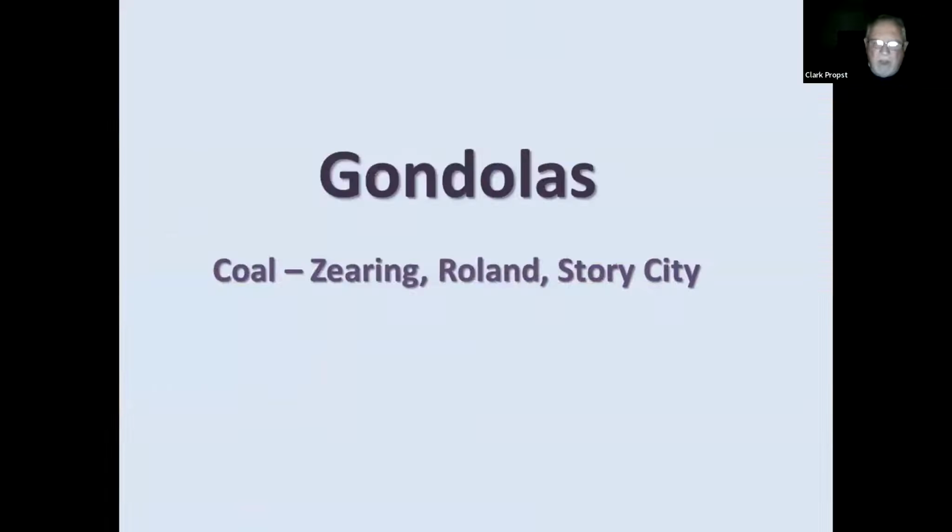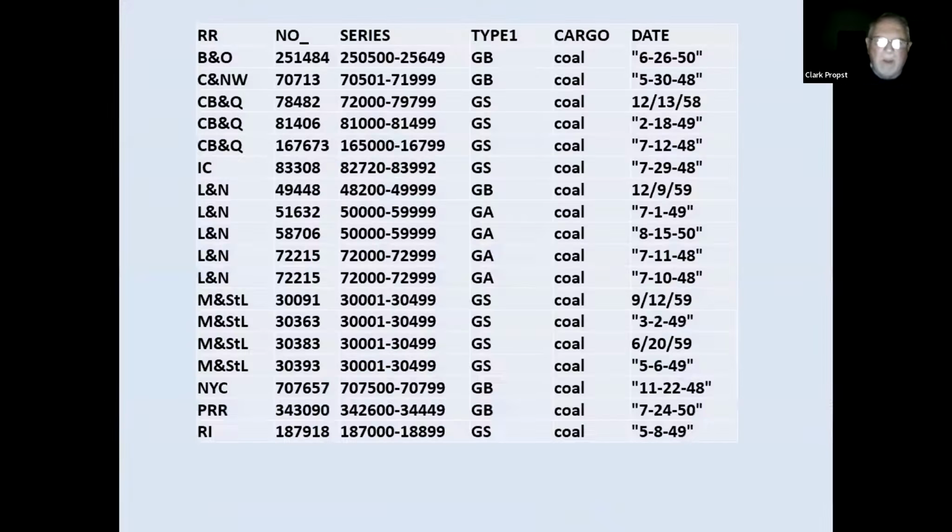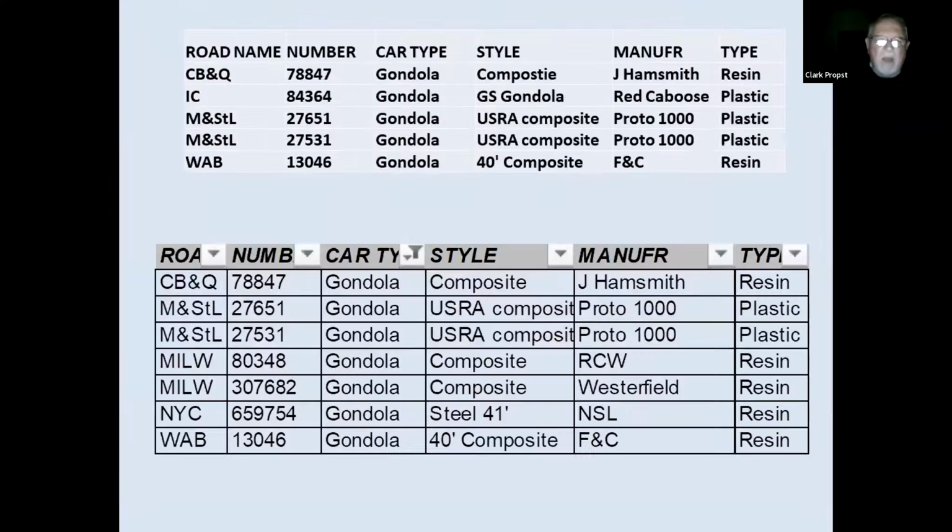Gondolas, we get coal in gondolas. In Iowa, gondolas were king for coal. And here's a list off the landmass list of gondolas with coal. And you can see basically the CB&Q, L&N, and the local railroads were the biggest carriers. On my layout, I had a C1 that was gone, and I've replaced it with New York Central and a couple of Milwaukee's.